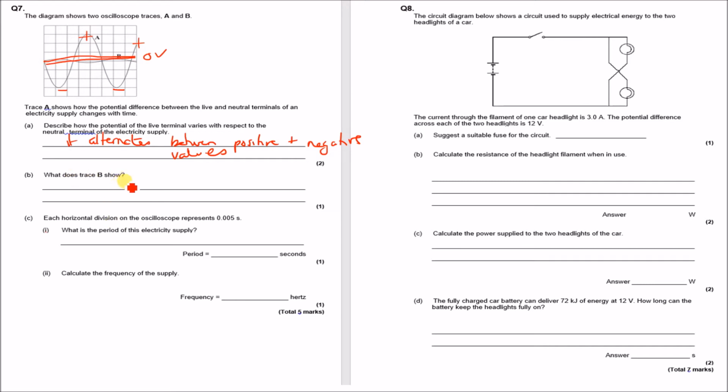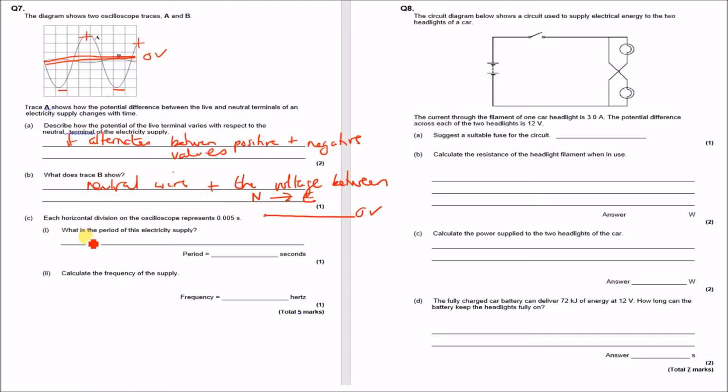What does trace B show? That is showing the neutral wire and the voltage between neutral and the earth. Okay, so you've got the neutral wire and it's connected to the earth, and therefore the voltage between these two should really be around 0 volts. So it's the difference between the neutral and the earth.